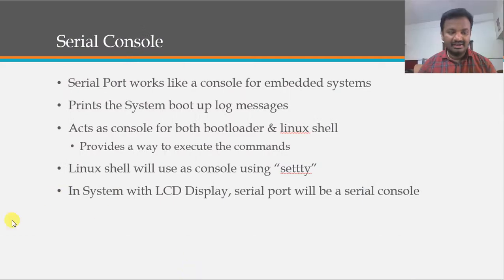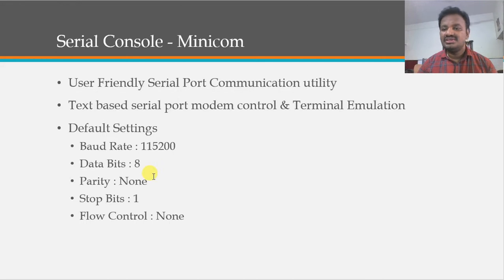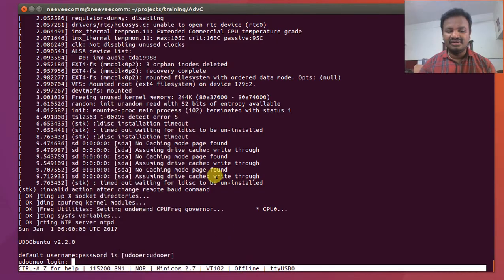Here we have the serial console Minicom. Minicom is a user-friendly serial port communication utility. It is a text-based serial port, modem control, and terminal emulation program. The default settings for the UDOO board are baud rate 115200, data bits 8, parity none, stop bits 1, and flow control also none. We can configure this here.